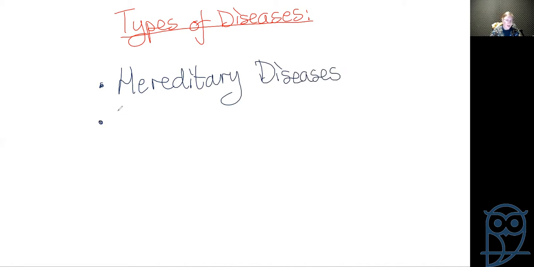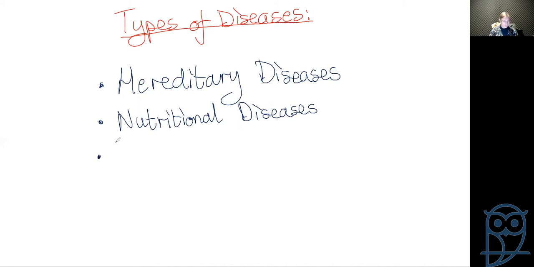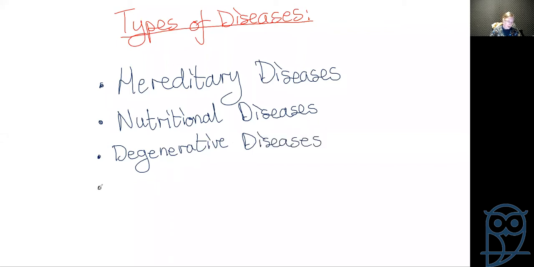The second category is nutritional diseases. The third category is degenerative diseases. And the last category is transmissible diseases.